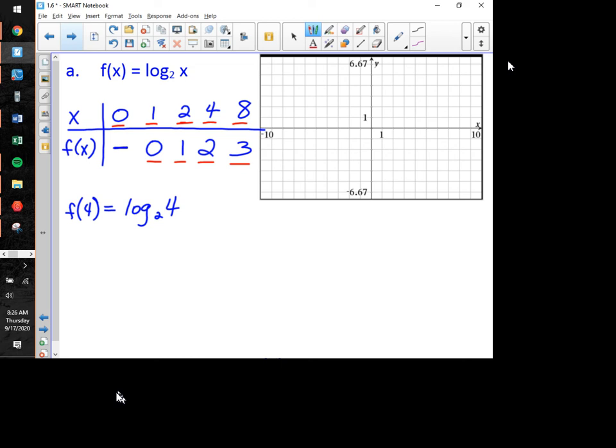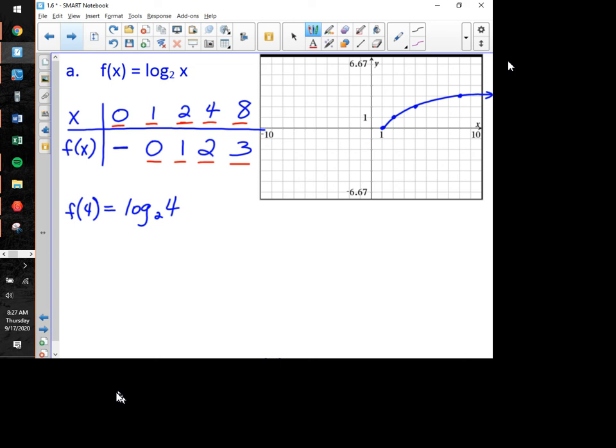You cannot get a point when you put in 0, but we do get the ordered pair 1, 0. We got the ordered pair 2, 1. We have 4, 2, and we have 8, 3. At this point, everybody, this is what the graph looks like, and this is a curve that we would say is increasing at a decreasing rate.